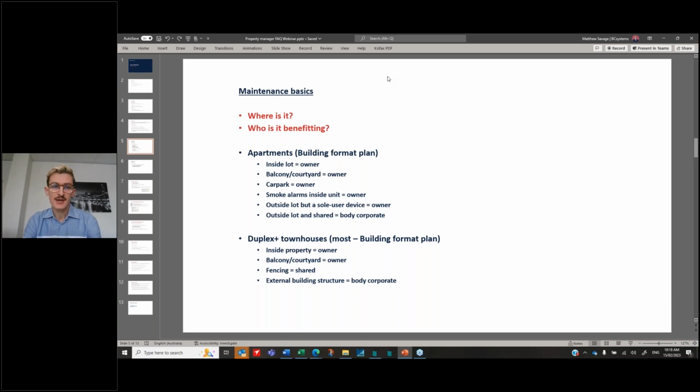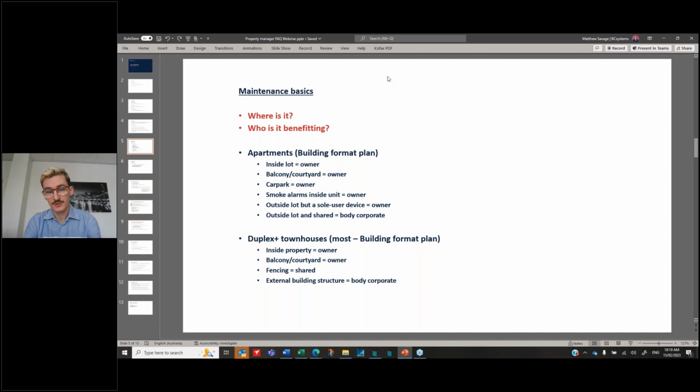So for apartments, it could be a high-rise apartment or a six-pack of old 1970s brick units, anything that's an apartment rather than a townhouse or a house. Apartments are generally a building format plan, so these rules will generally be applicable. Inside the lot, inside the unit, will generally always be the owner's responsibility. Balconies and courtyards are generally the owner as well. Car parks will be the owner. Smoke alarms are a big one at the moment.